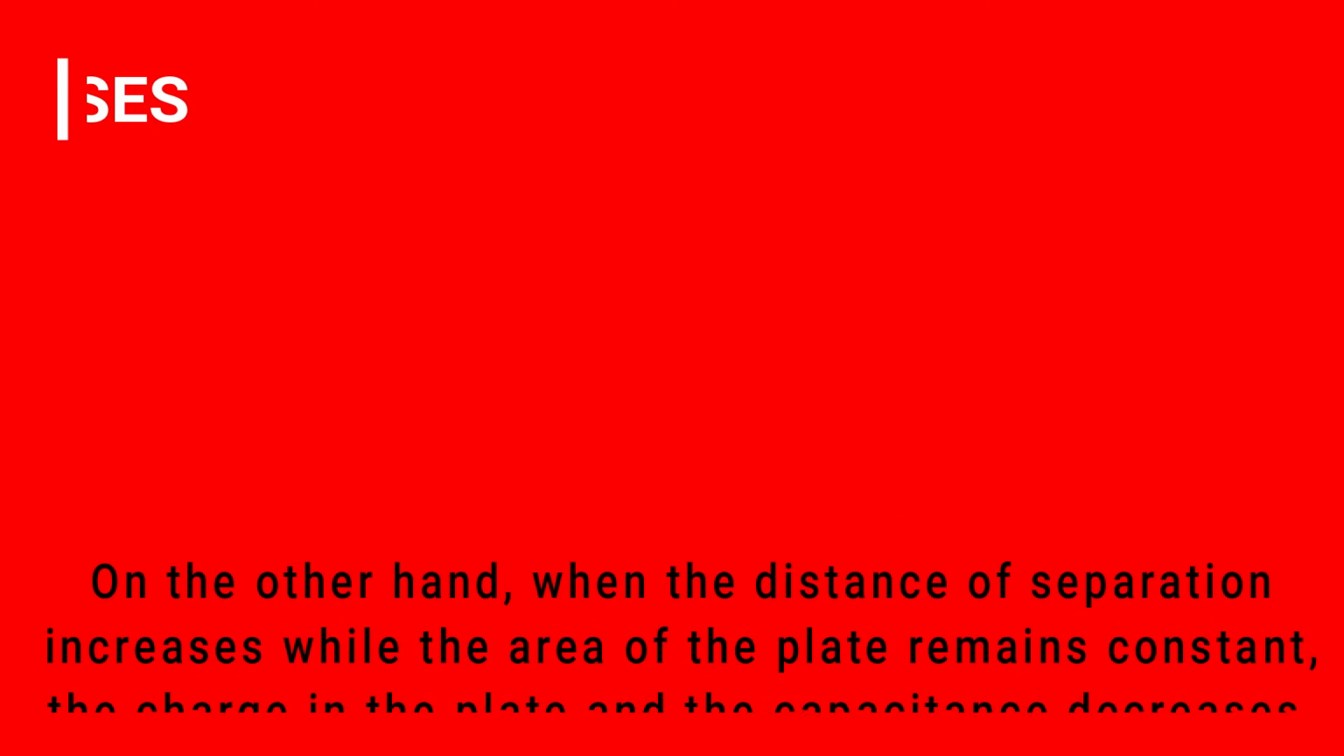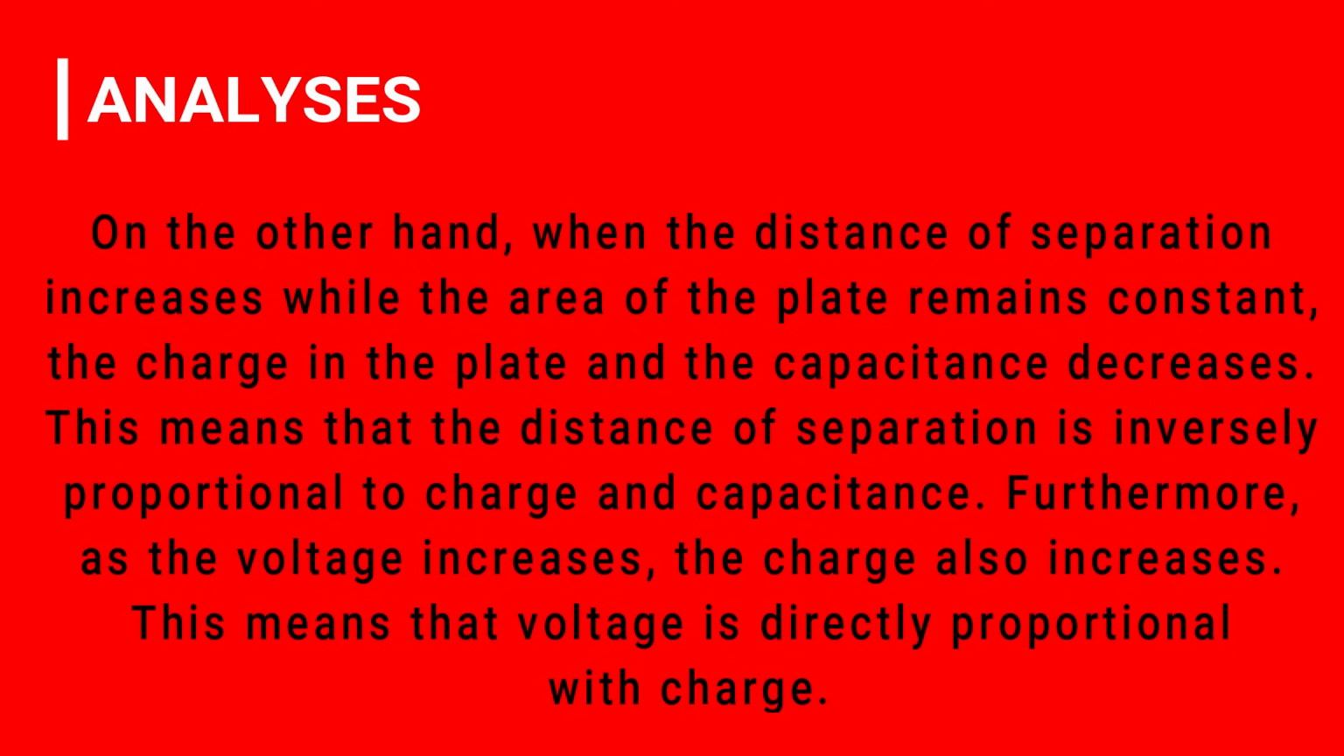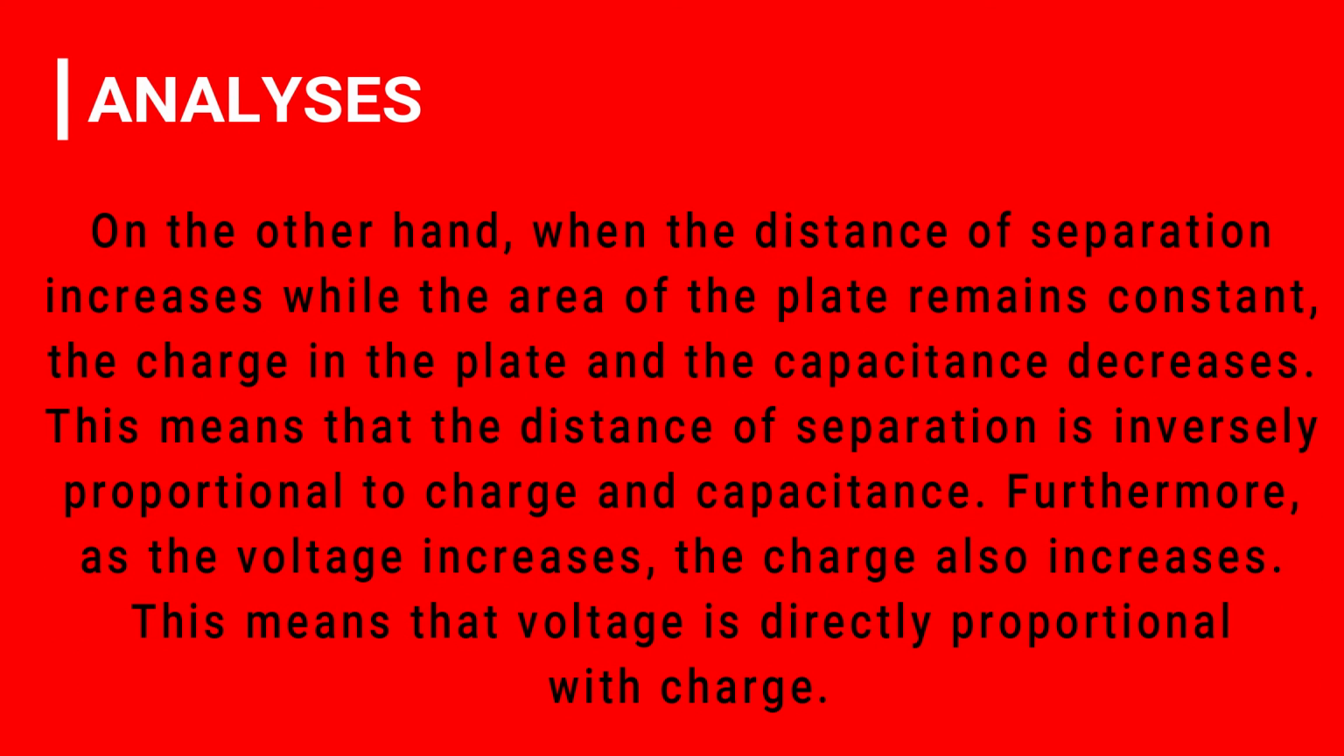On the other hand, when the distance of separation increases while the area of the plate remains constant, the charge on the plate and the capacitance decrease. This means that the distance of separation is inversely proportional to the charge and capacitance. Furthermore, as the voltage increases, the charge also increases. This means that the voltage is directly proportional to the charge.